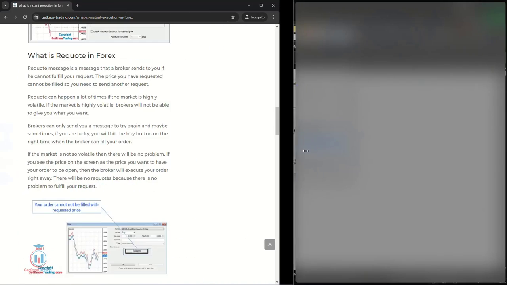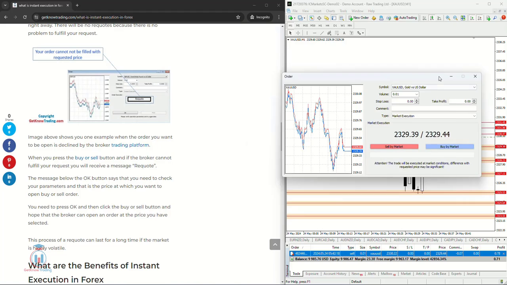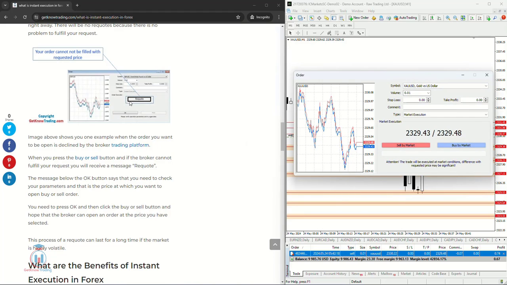Let me show you a little bit larger. This is the one. When you click the button, you get a requote message. Your order cannot be filled with the requested price. So this is an issue that the broker server is very slow, or maybe it is too crowded because too many traders send a message at the same time at the same price, so he cannot fulfill all orders, so he sends you a requote.